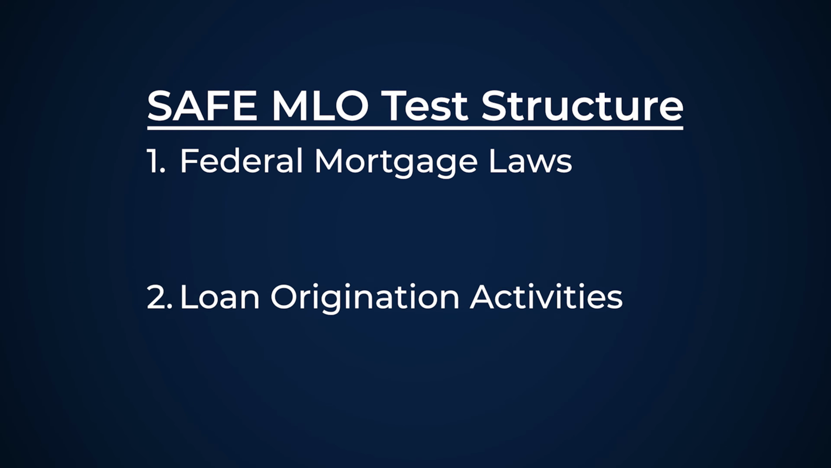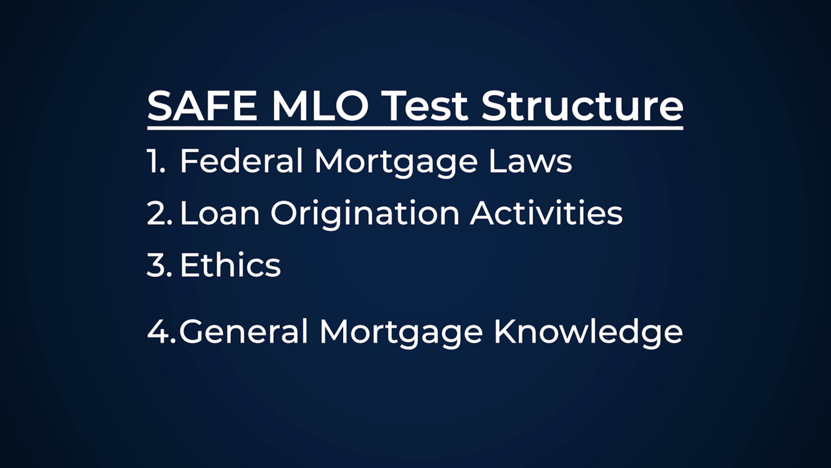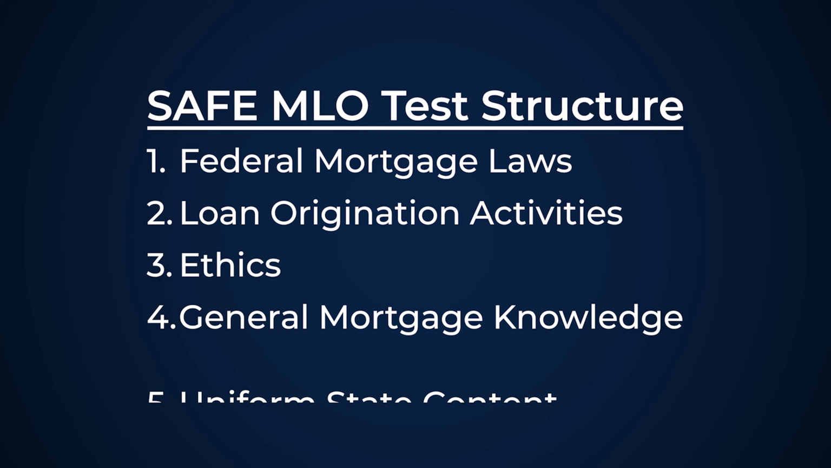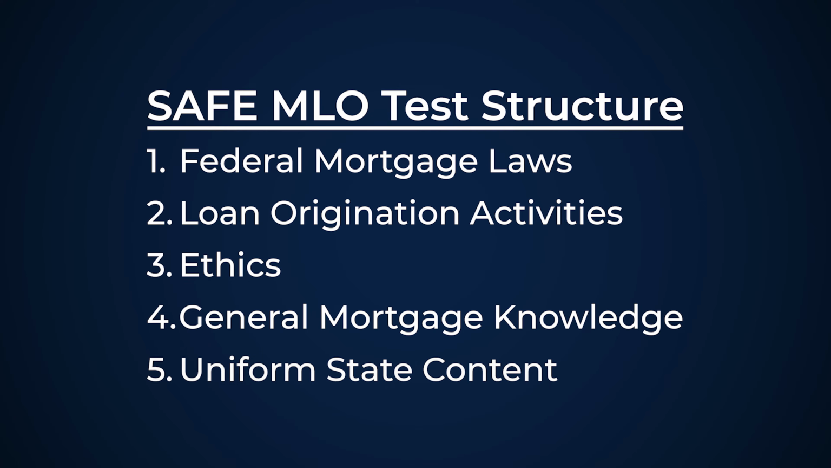I'd like to discuss the structure of the MLO test. You're tested on 5 general topics: federal law, loan origination activities, ethics, general mortgage knowledge, and uniform state content. Out of the 5 areas that you're tested on, there's 120 questions. And each question has 4 possible multiple choice answers. There's no none of the above, and there's no all of the above. There's only one correct answer.